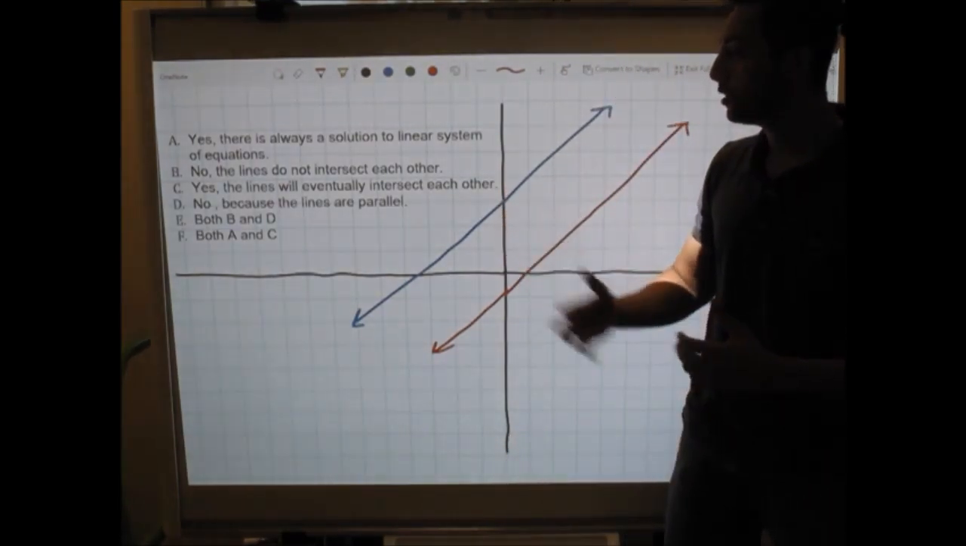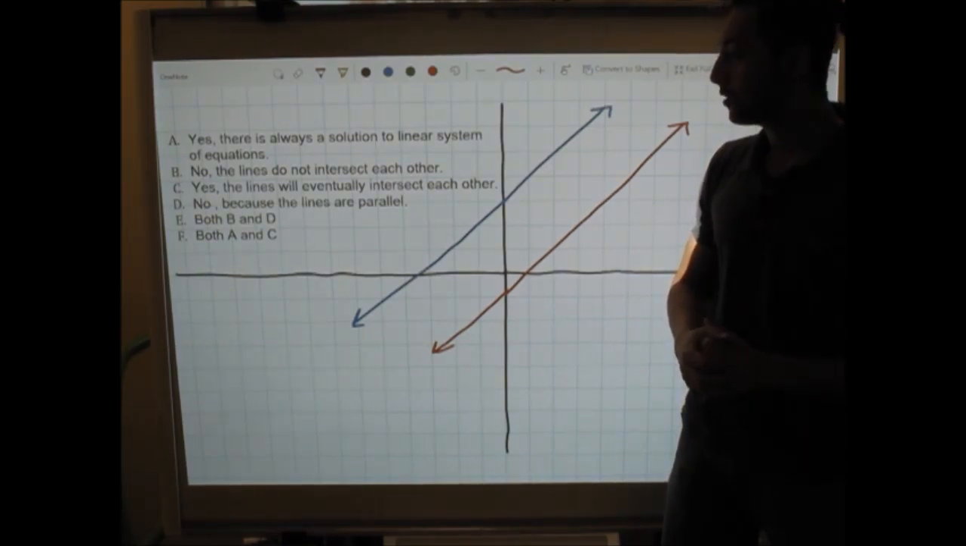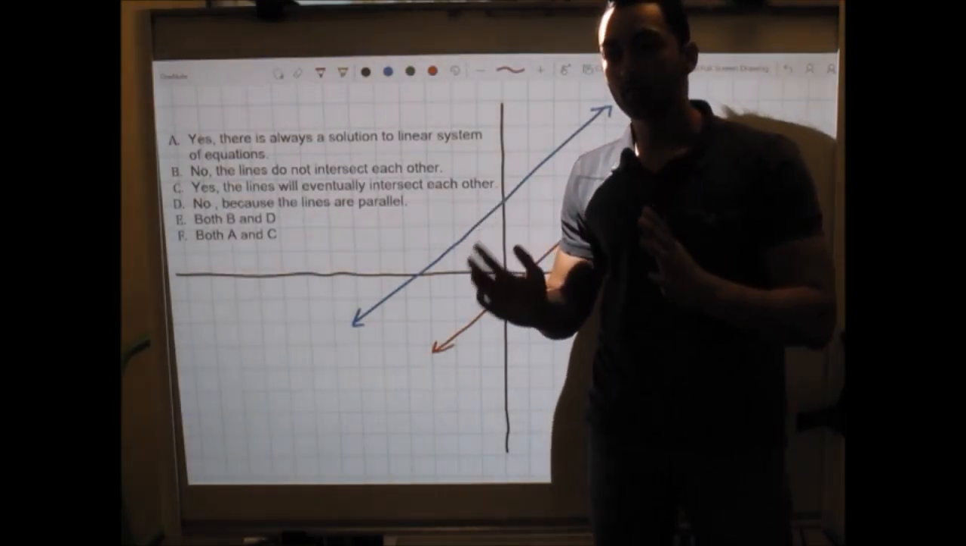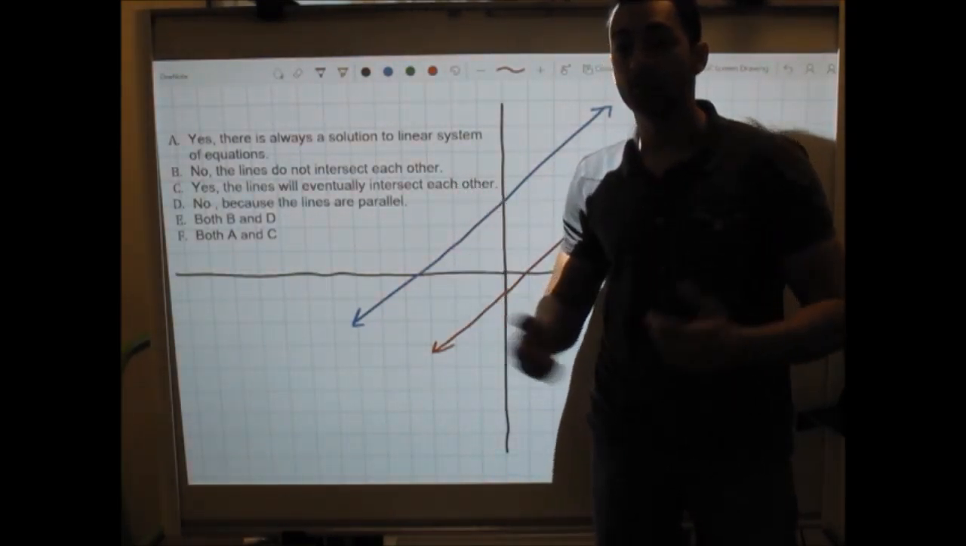So this was just really to bring up the concept that when you're trying to get the solution of a linear system graphically, first look out for the case where the lines are parallel, because you're not going to have a solution in that case.